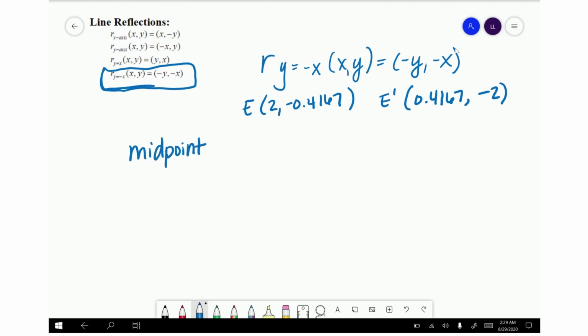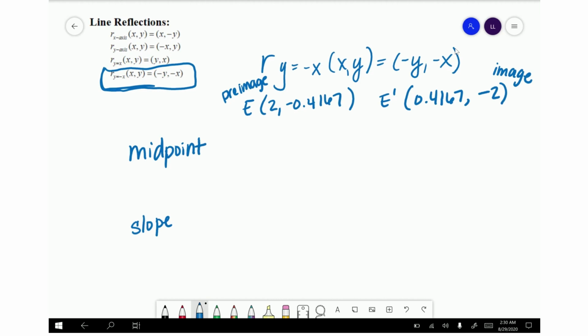So remember, this is the pre-image. This is the line segment that we talked about from the pre-image to the image. So we're going to find the midpoint of that line. And we're also going to find the slope of that line. Okay, so let's do it.